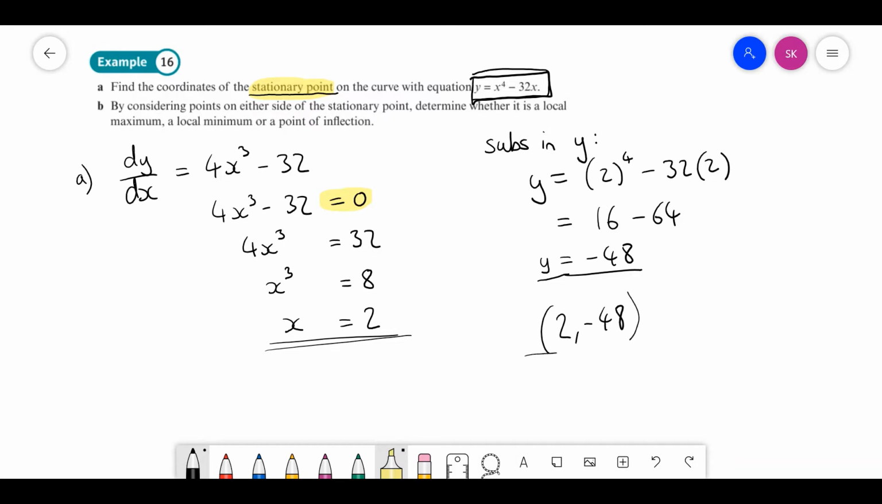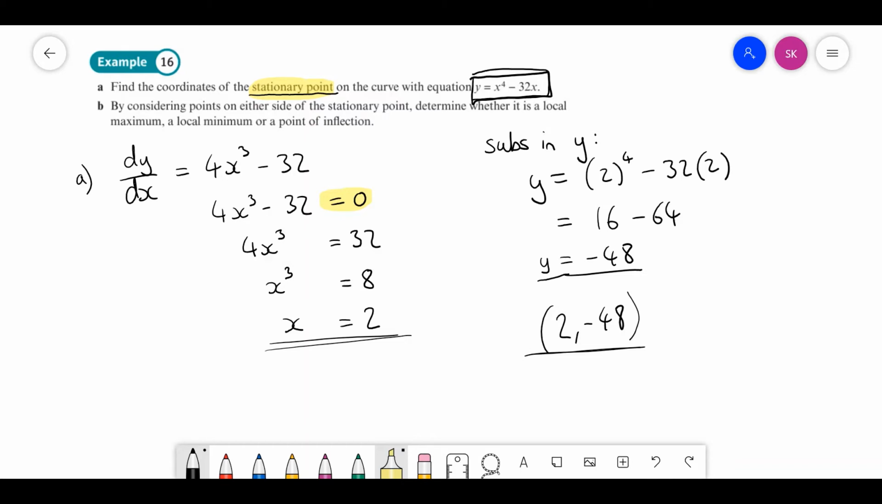We've got to write brackets because it is a point on a line. It requires brackets around the coordinates. So if you missed any part of that, rewind it, rewatch it, make sure you've made notes, and then we're going to look at part B.